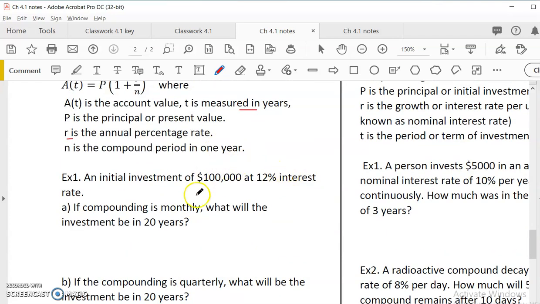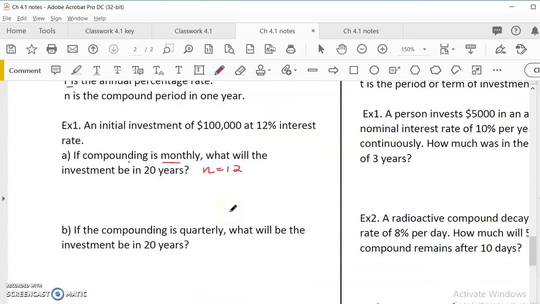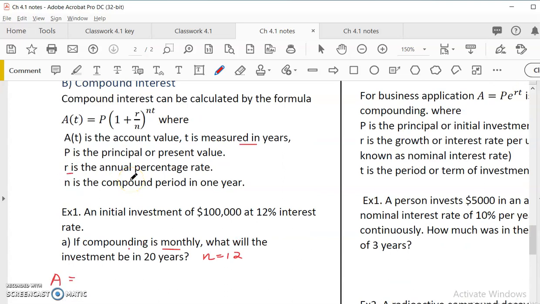There is an initial investment of 100,000 and the rate given is 12%. If the compounding is monthly, what will be the investment in 20 years? So if we are compounding monthly, every year we will have 12 times of compound interest being credited. So we compound 12 times per year. So the A would equal, if you look at the formula, this is the initial investment, so that is P, and this is r, right?